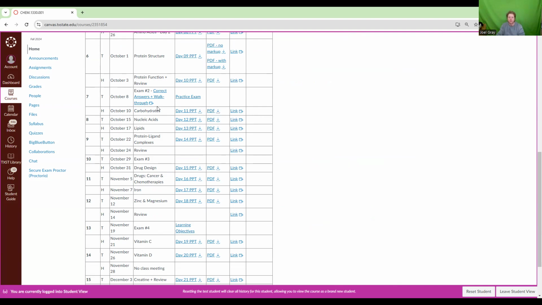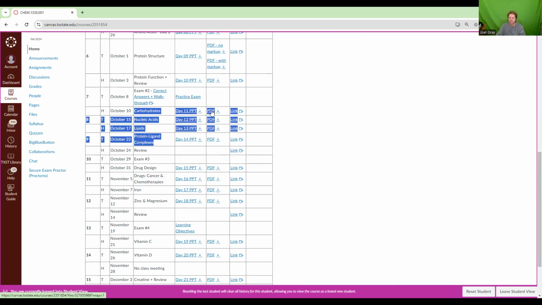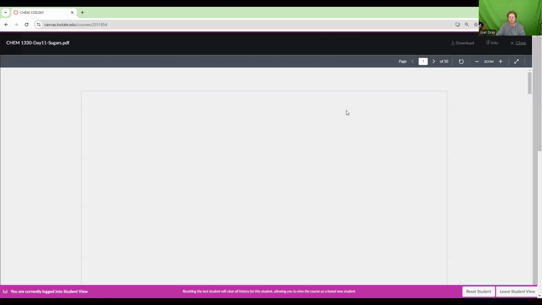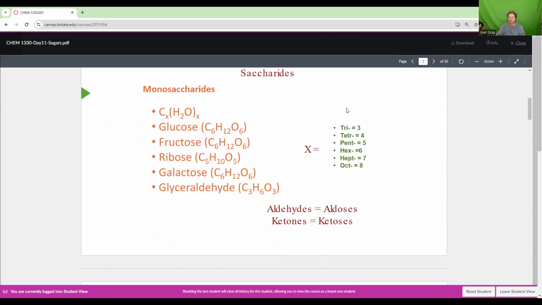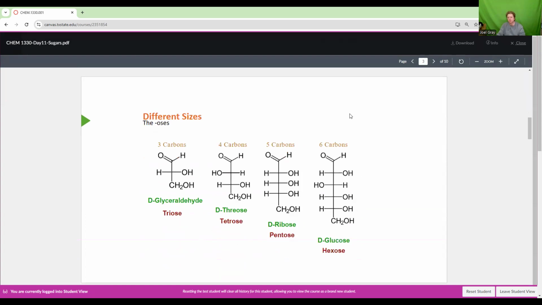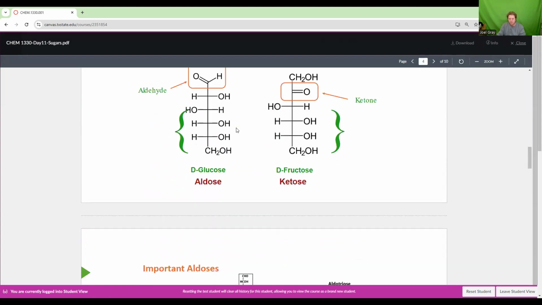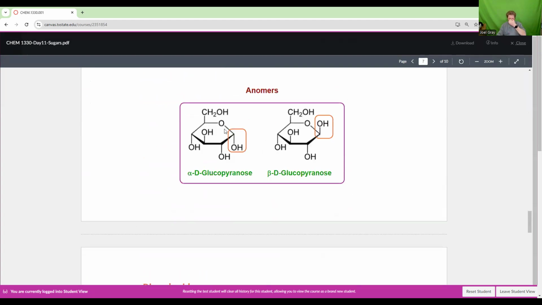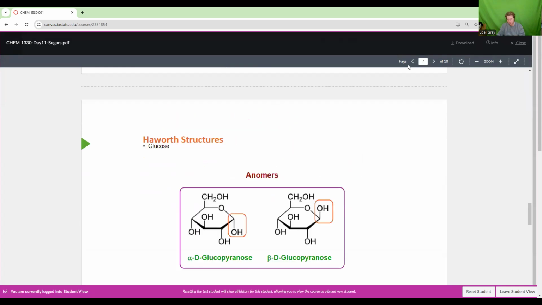For exam number 3, we talked about carbohydrates, nucleic acids, lipids, and protein ligand complexes. If we're going to pull 11 questions from these, you can probably think the day 11 PDF has about 2, maybe 3 questions, probably 3. This is all about sugars. And what are the things that make sugars different from one another?